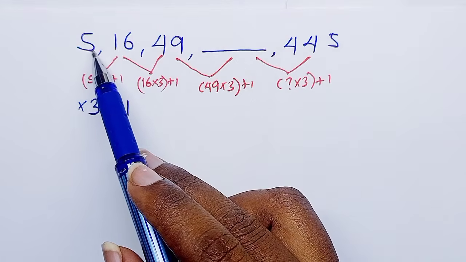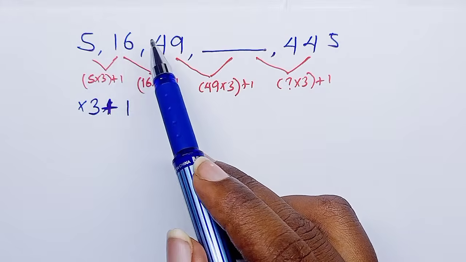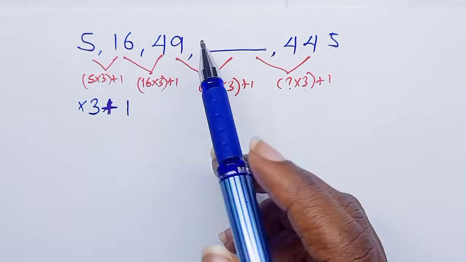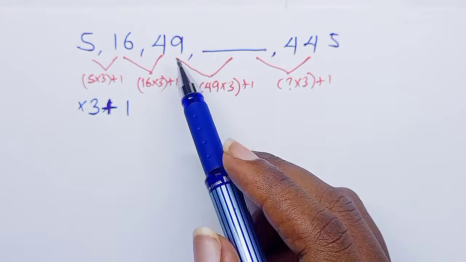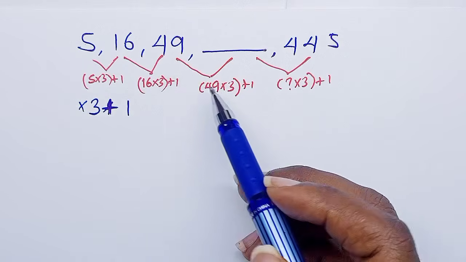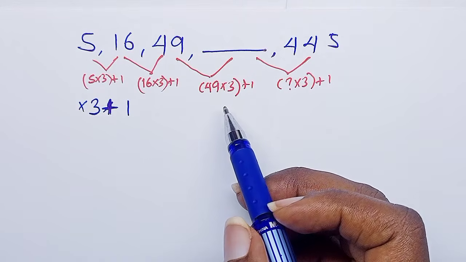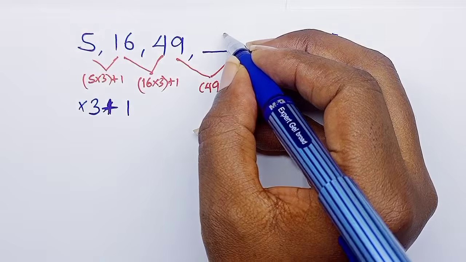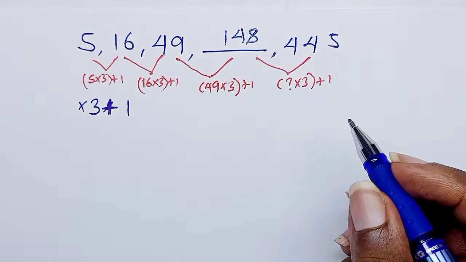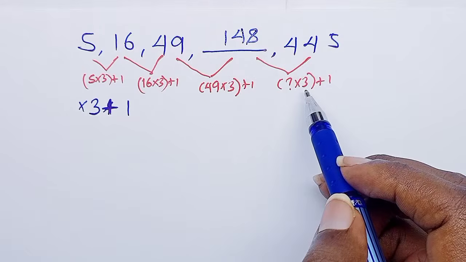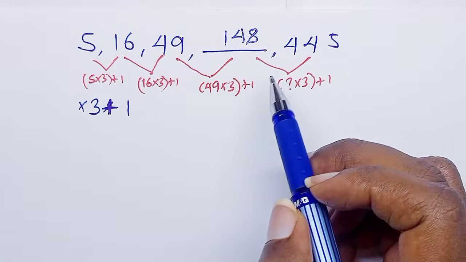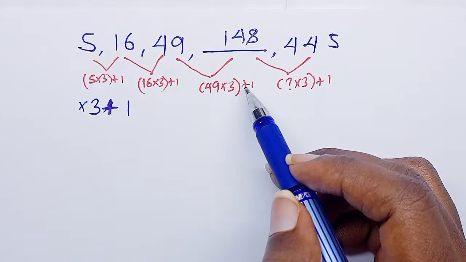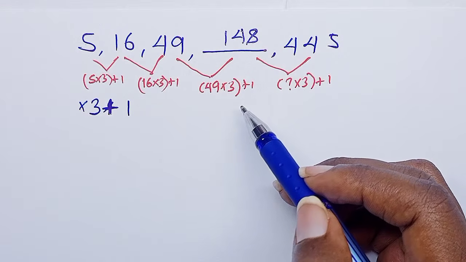So 5 times 3 is 15. You add 1, you get 16. 16 times 3, you get 48. Plus 1, 49. Then 49, what is 49 times 3? 49 times 3 is 147. So 147 plus 1 gives us 148. That means here it's 148. And you realize that 148 times 3 is 444. Then plus 1, 445. So that's the idea or the flow of the sequence.